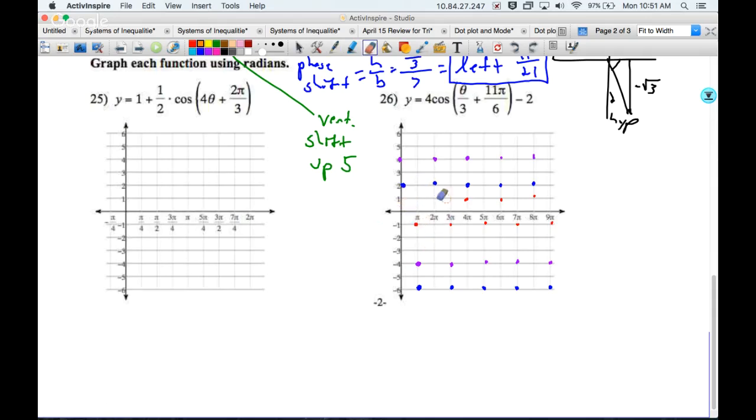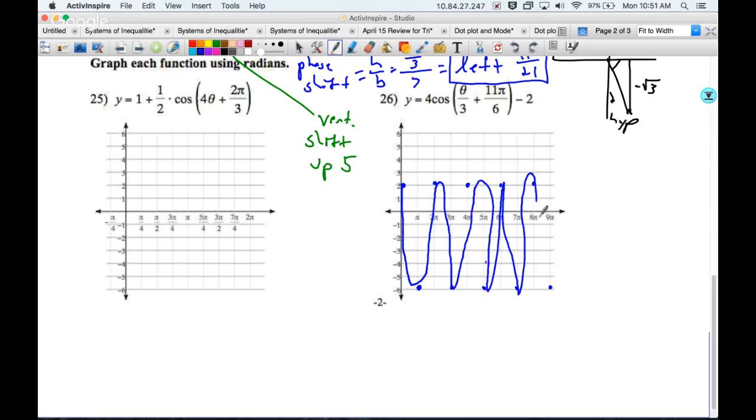So let me get rid of the purple and the red. Blue is where we're at now. If I was to just graph it right now, I would just connect these up into a wave. All right, but we got a period shift and a phase shift, so we got to apply those next.